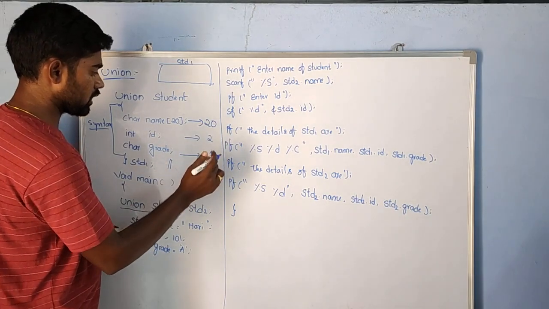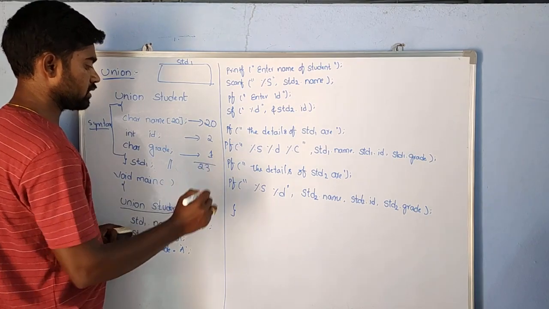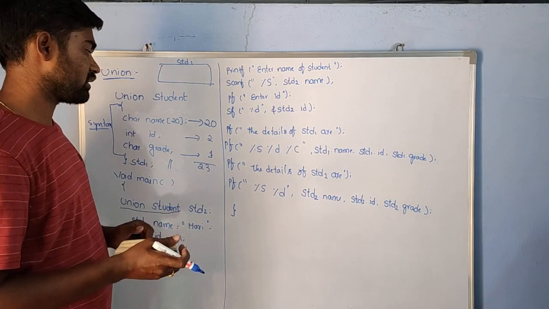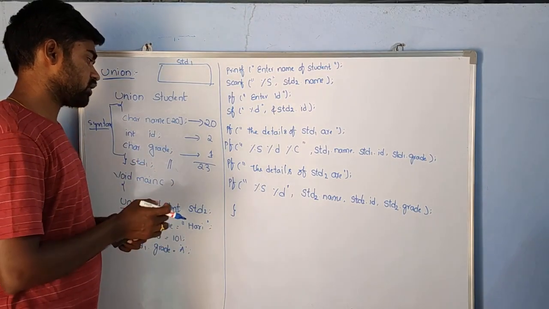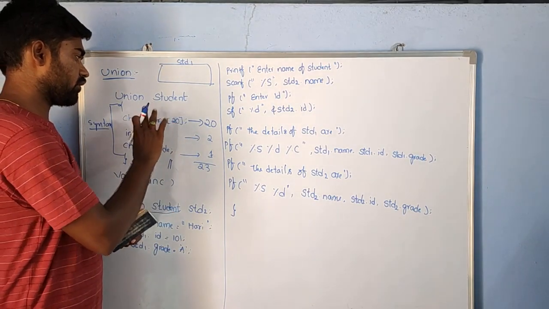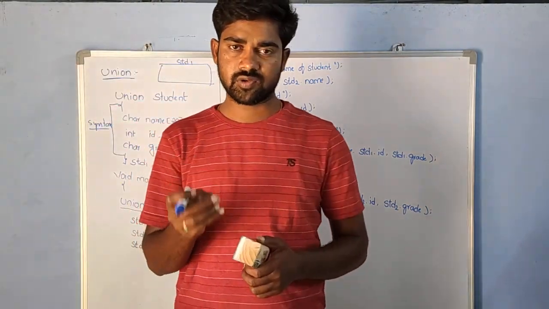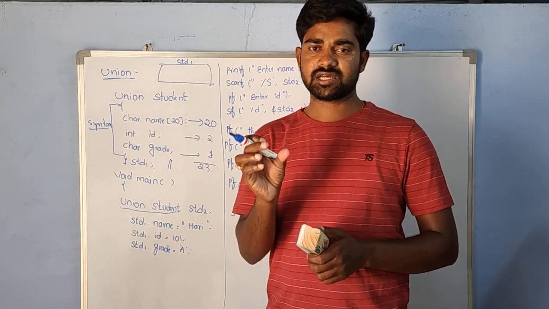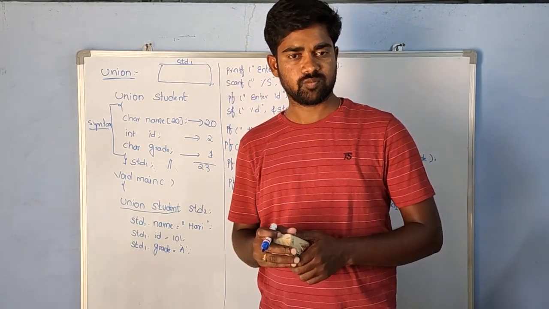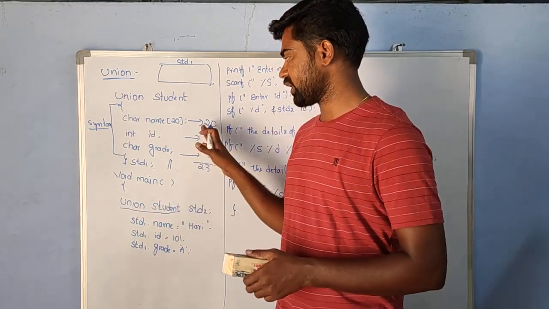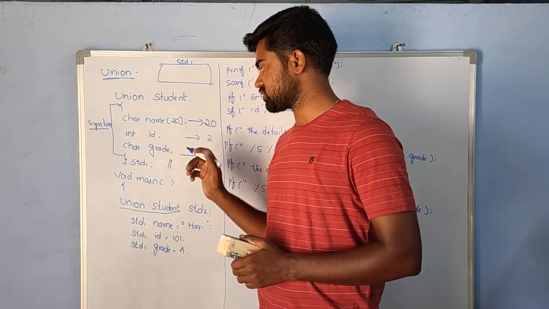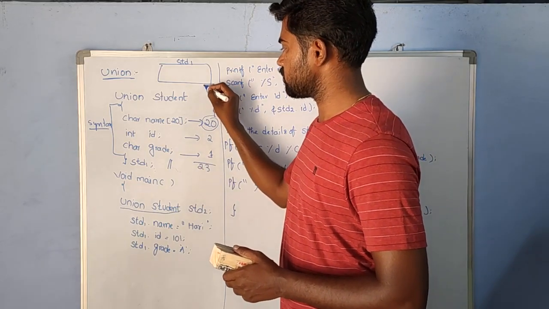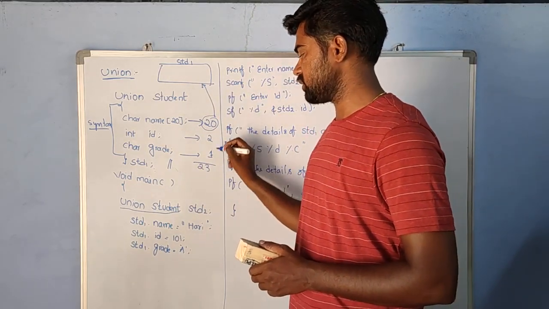So here the total is 23, but in union there is a syntax, there is a rule. Whenever using the data members of union, the data member which has the greater size, that size is allocated to that variable. Now what is the highest size of this union? The highest size is 20. That size is allocated to the variable 1, but not 23.